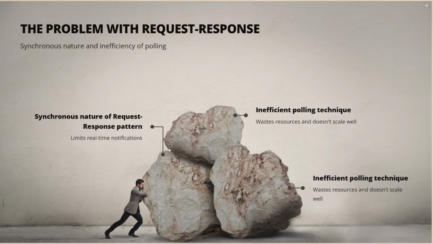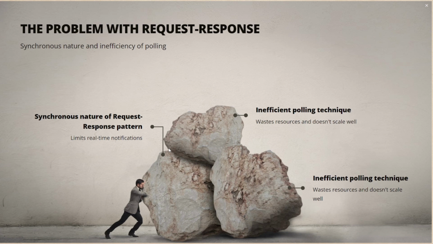So let's get started. All right, let's start with the problem with request response. One of the issues with request response is the synchronous nature of the pattern. Let's look at a practical real-world example. You want to check if a new item has arrived in stock. Pretty easy. You query the warehouse and ask if there is a new item in stock since your last check.